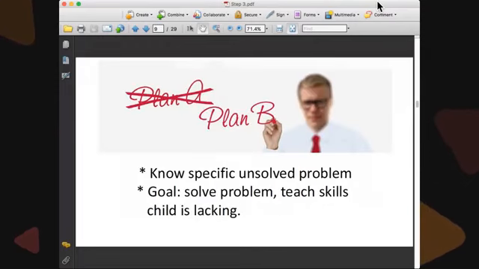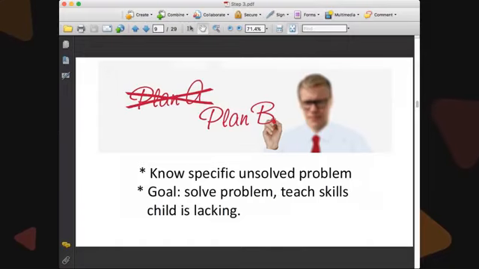We're going to look a little bit more in detail at Plan B, since that's the one that we really prefer to use. And with Plan B, you first have to know what that specific unsolved problem is. If you watched our last video, we talked about lagging skills, the skills that your child doesn't have yet. And it's not because they're bad or they want to bug you. It's just a developmental thing, that they haven't reached certain skills. And that will usually lead to those unsolved problems.